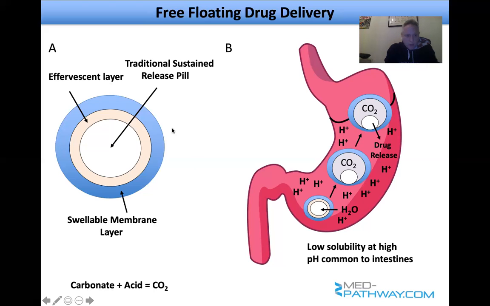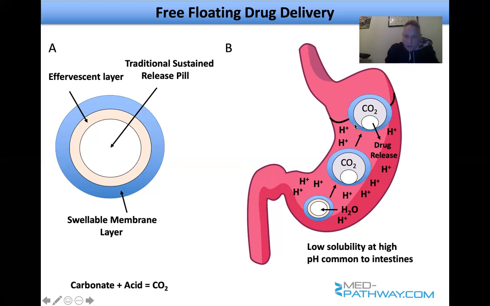So what people have done is they've created these microparticles here. On the outside, you have a swellable membrane layer. This is basically a polymer that can absorb water and swell up. And then you have an effervescent layer. This is a chemical that, when it reacts with stomach acid protons, like carbonate, will create CO2. And the CO2 is a gas, obviously. As the water comes in and you create CO2, you expand the volume and you start to move up, because this is basically the buoyant force.